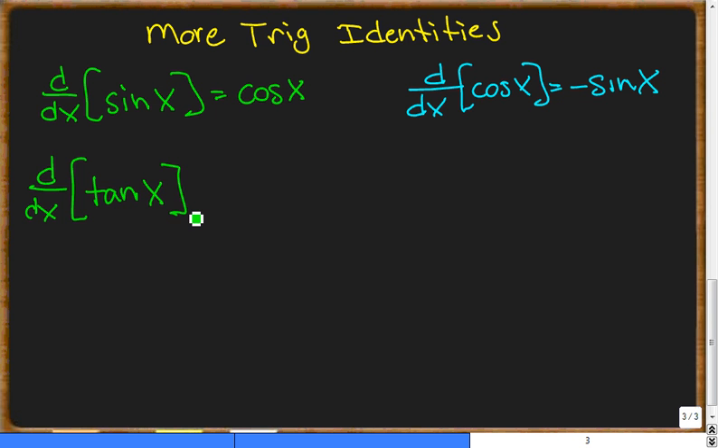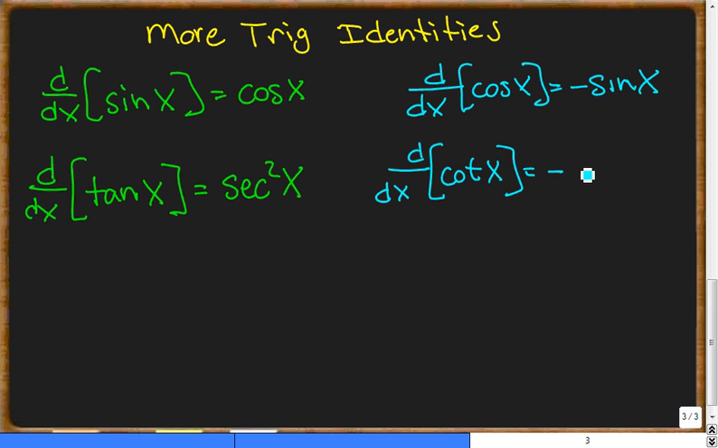Well, you'll notice that if it doesn't have a co in front of it, it'll always be a positive. So tangent links with secant squared here. So the derivative of tangent is a positive secant squared, where the derivative of cotangent, well, this starts with a co. This is negative cosecant squared. So again, it's a negative answer because you're taking the derivative of a co-function. And this one links with cosecant squared as opposed to secant squared.